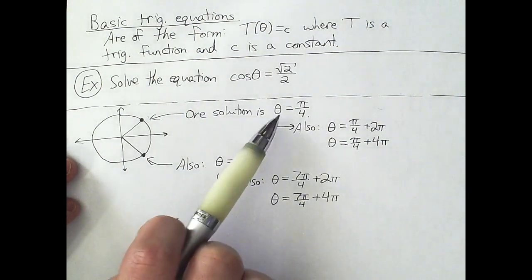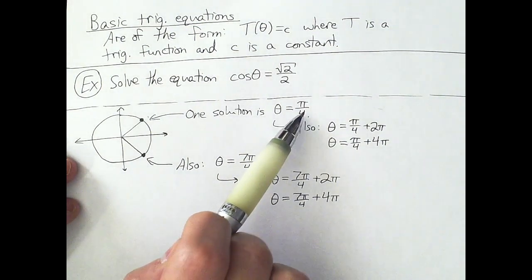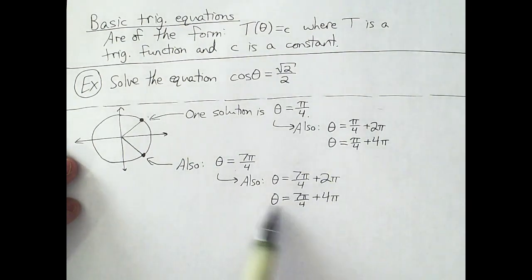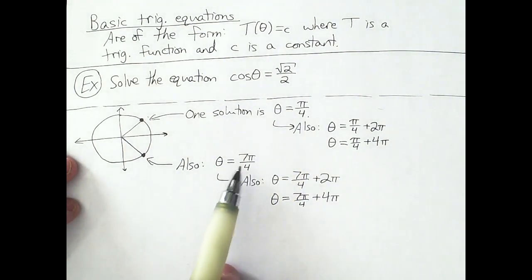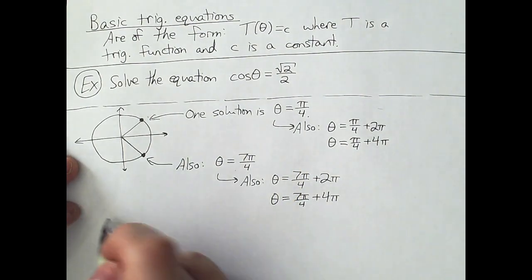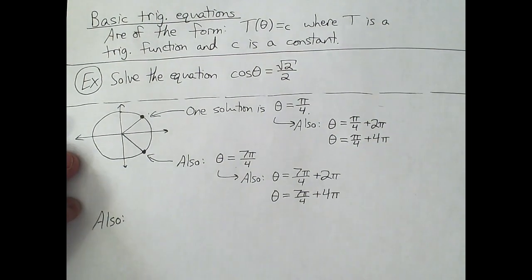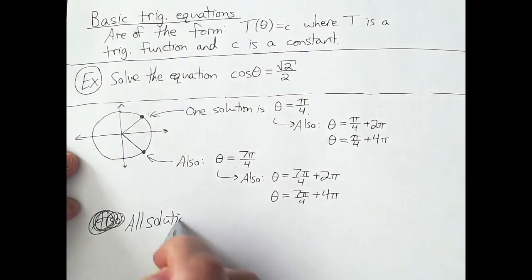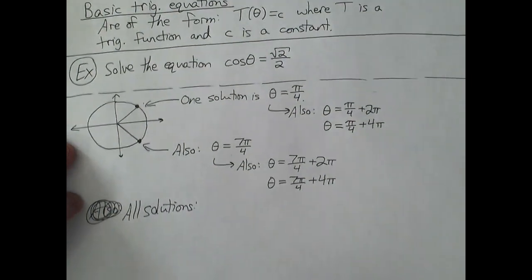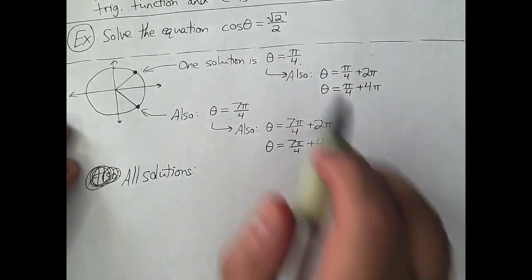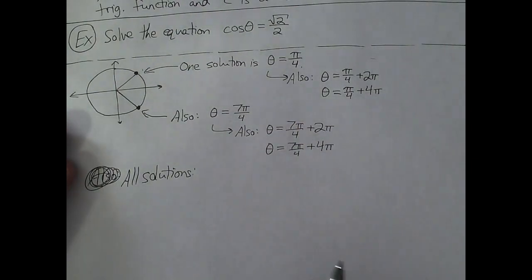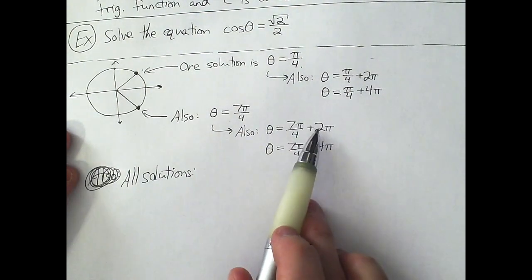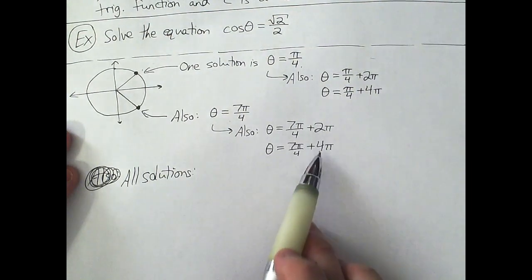I do feel like the solutions are divided into these two groups. There's this family of solutions, and this family of solutions, the ones that are based on pi over 4 and the ones that are based on 7 pi over 4. So let's get to the point. How do we write, I don't want to write also, I want to write all solutions. How do we write them? We need a way that describes these two families of solutions and explains that we can add any integer multiple of 2 pi, like 2 pi, 4 pi, 6 pi, 8 pi.